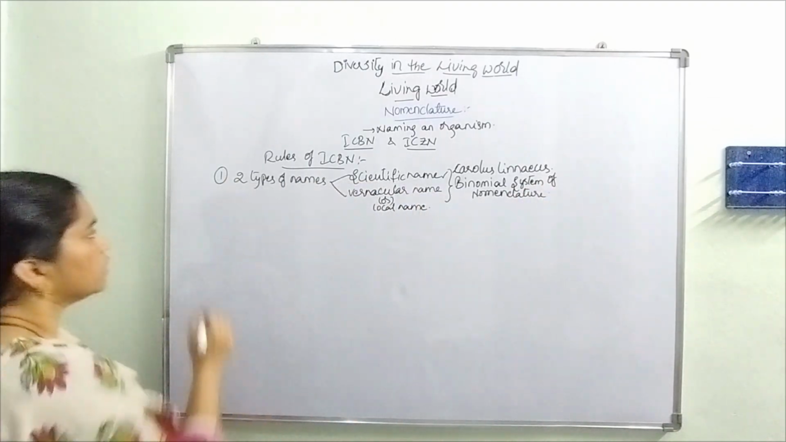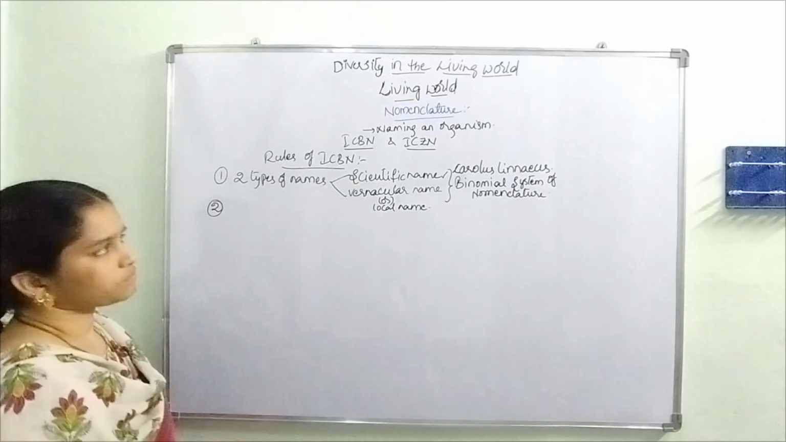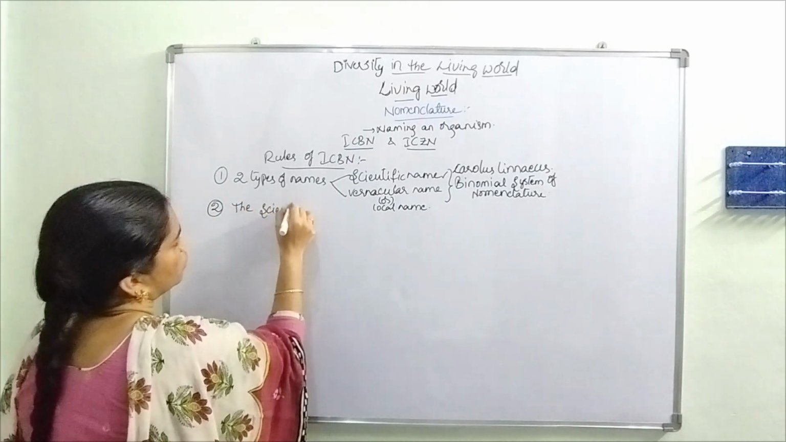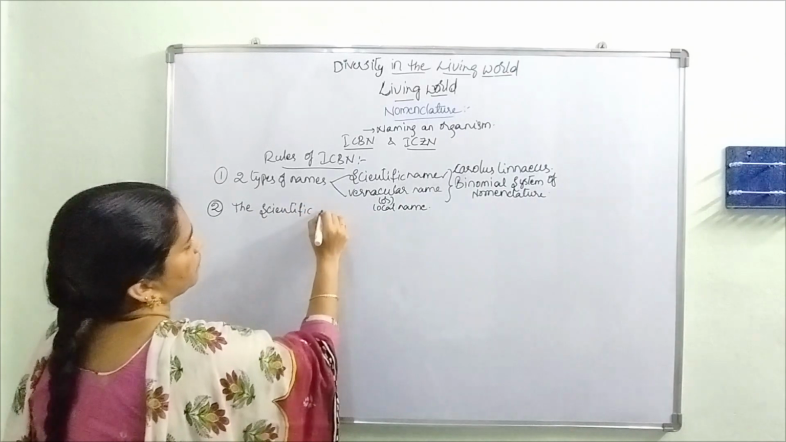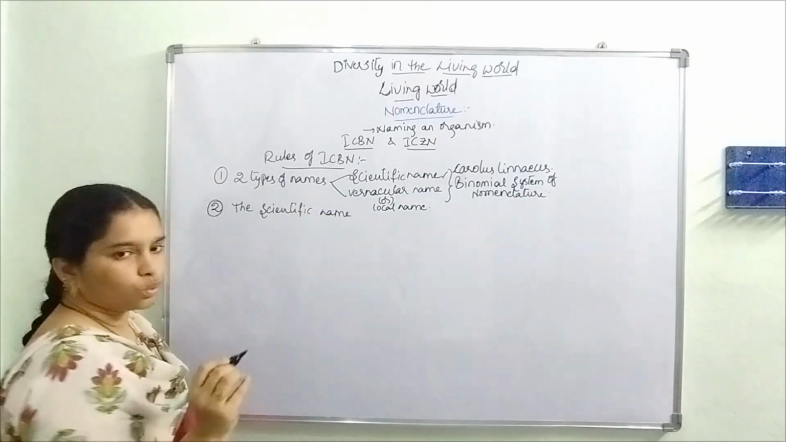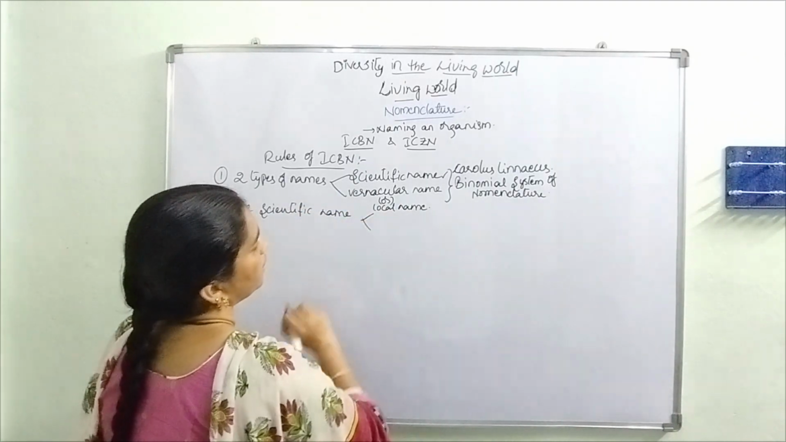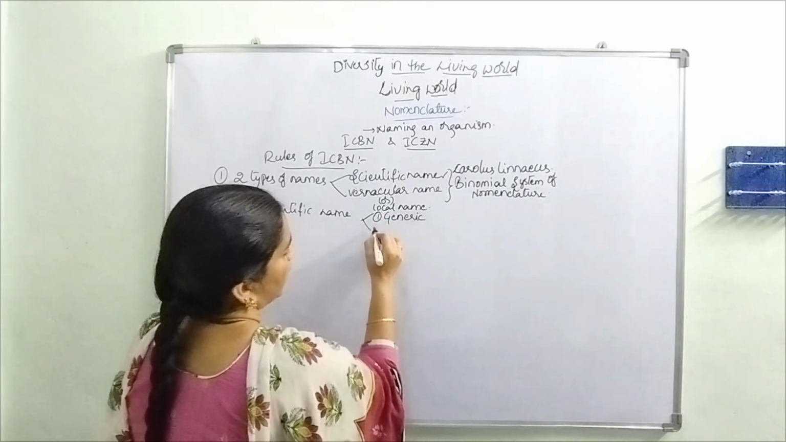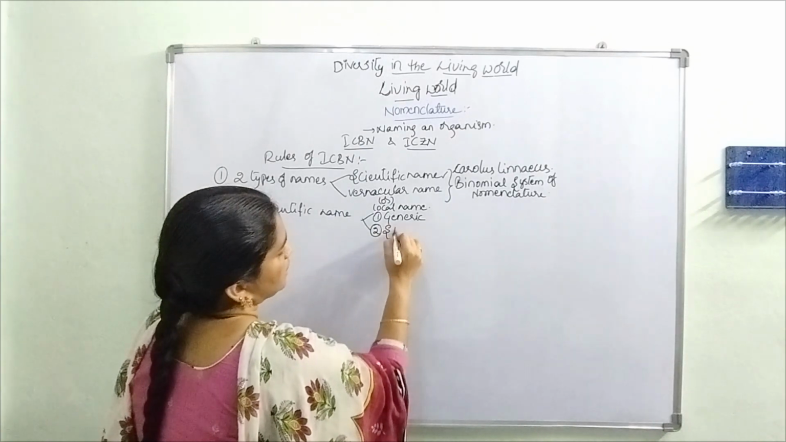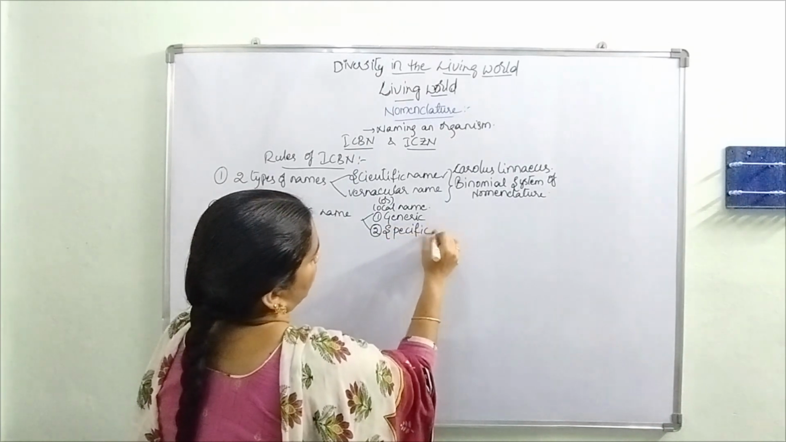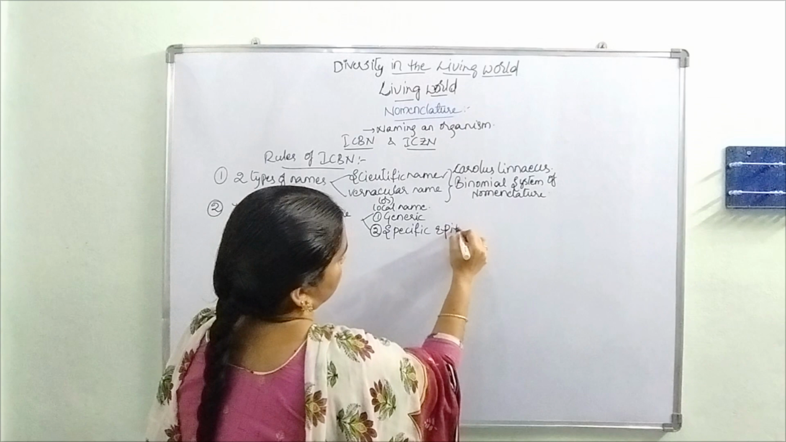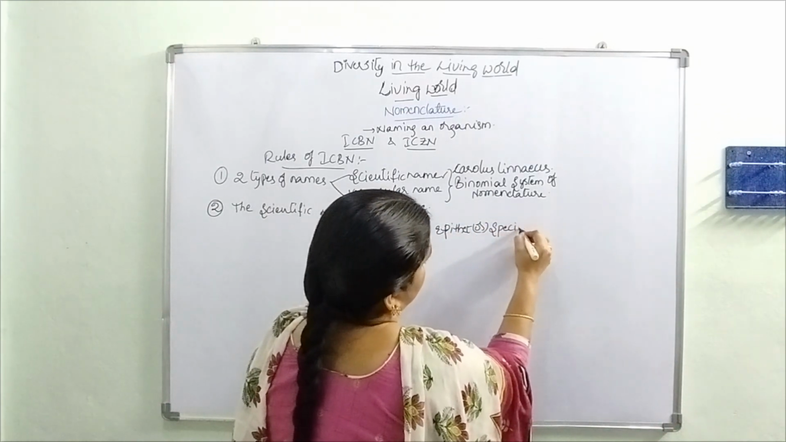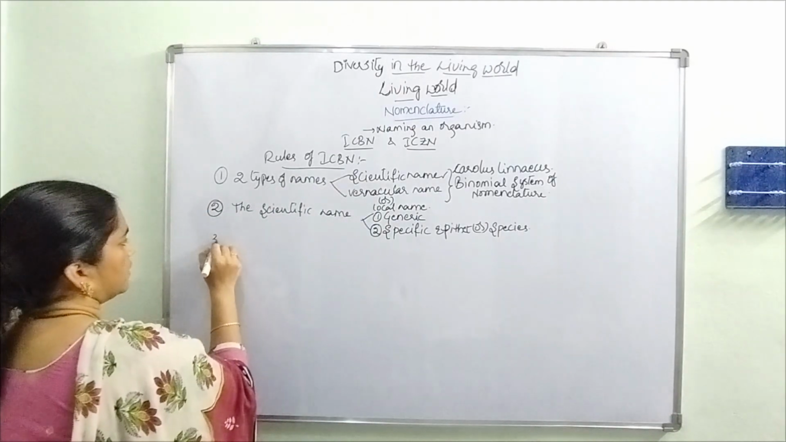Now the second rule is the scientific name. The scientific name should have two words. The first word is the generic name and the second word is the specific epithet or species. This is the second rule.